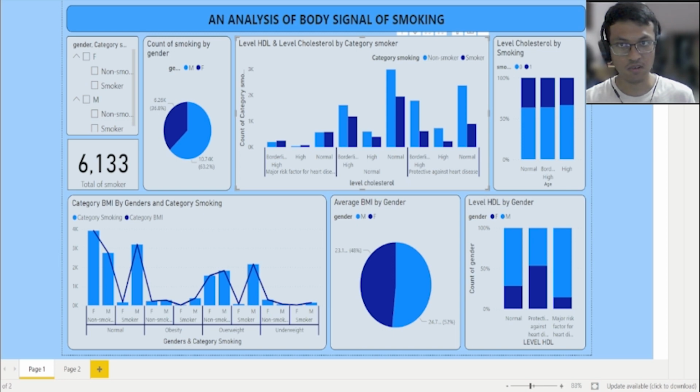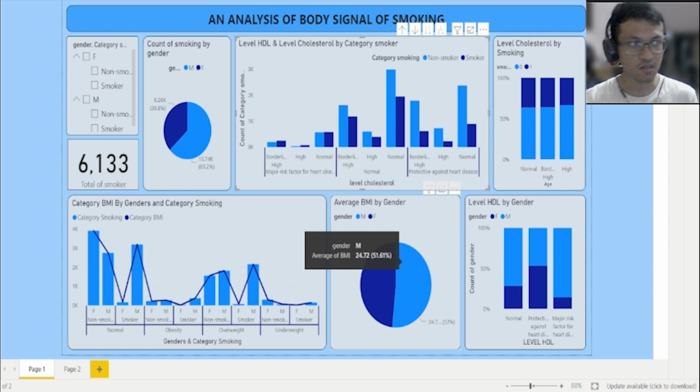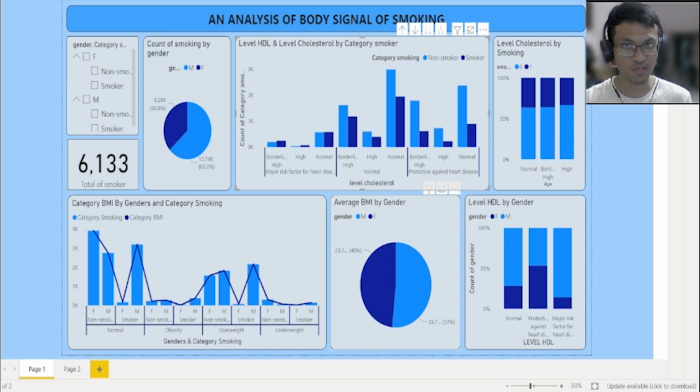As you can see from the pie chart, which is the average BMI, female has the lowest among them, with an average BMI of 22.80, followed by 24.72 for male. The percentage of female is 48.39%, while male has 51.61%.